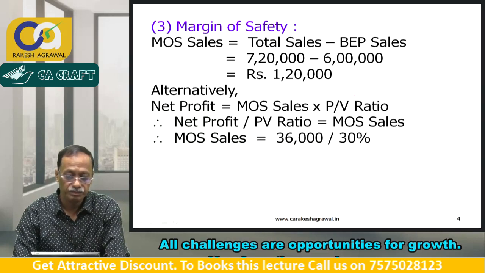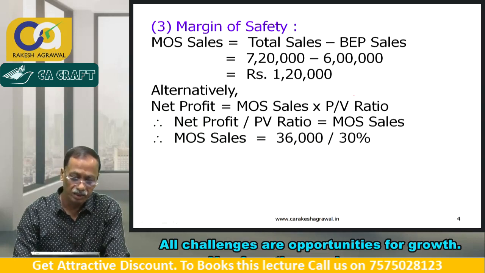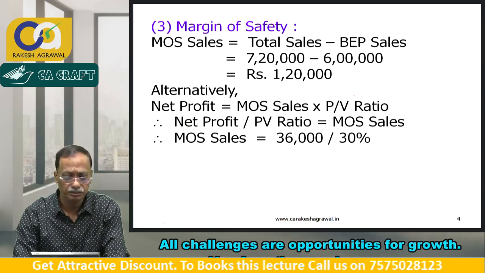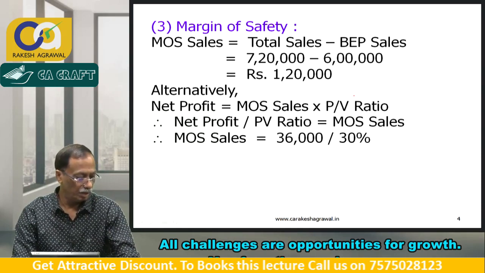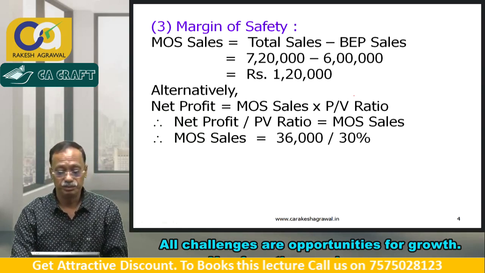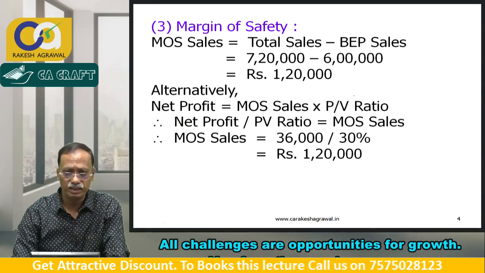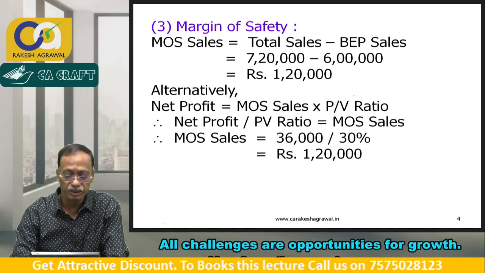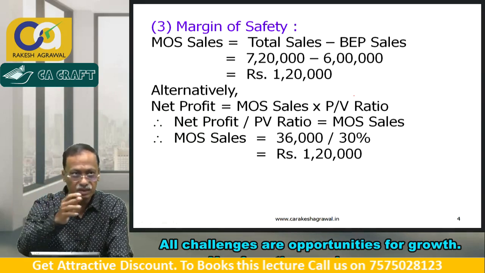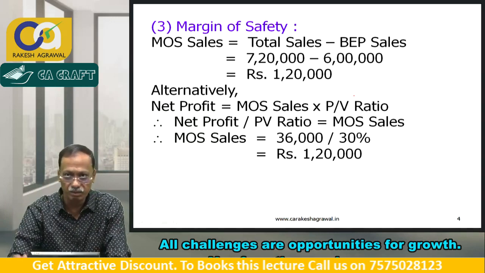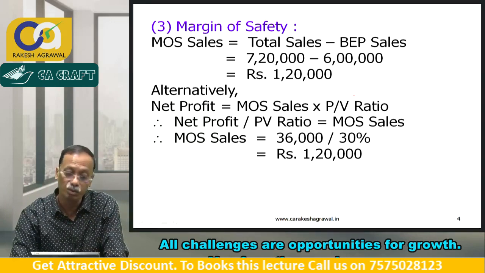Therefore MOS sales is equal to 36,000 divided by 30%. For data you have to always refer to the question. So this way also you will get 1,20,000. In the exam you can do it in only one of the ways, either this or this. Both ways you will get the same answer, and in many different ways also. That is the fun in marginal costing, that you can approach the answer using different routes. Your destination will be the same, the route or path which you follow could be different.